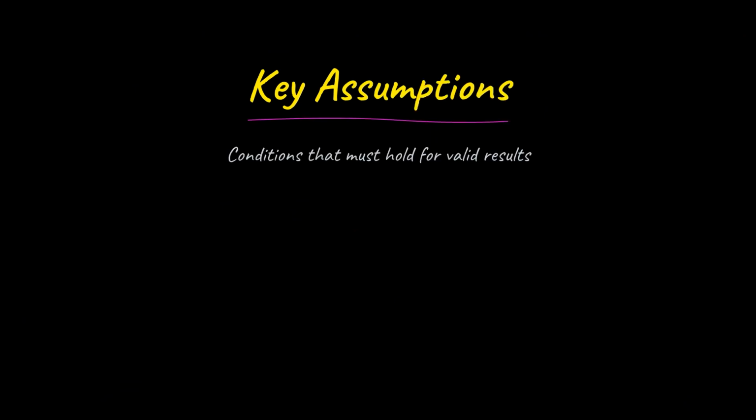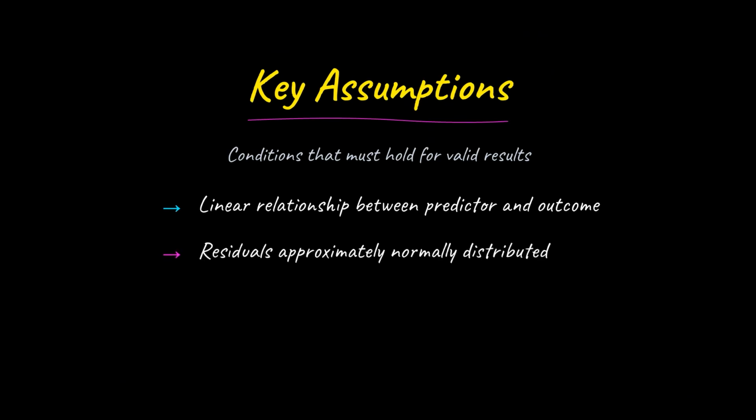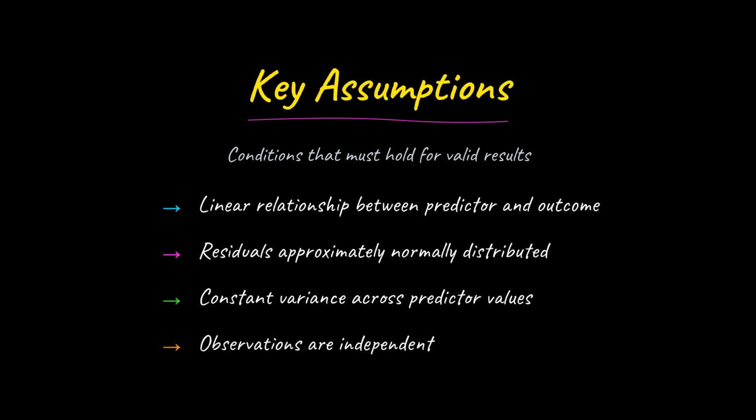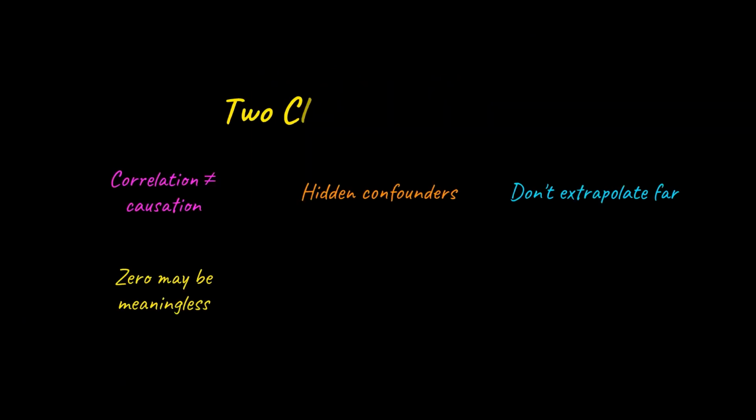Simple linear regression is parametric, meaning it rests on 4 core assumptions: a linear relationship, normally distributed residuals, constant variance, and independent observations. When these hold, the method finds the line that minimizes the sum of squared residuals, the best fitting line by that criterion.